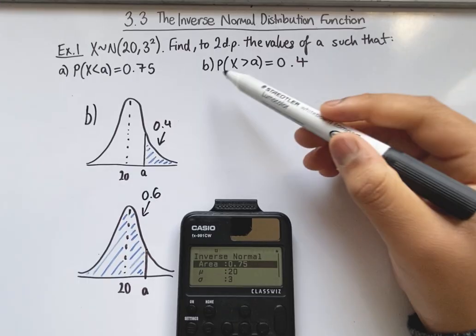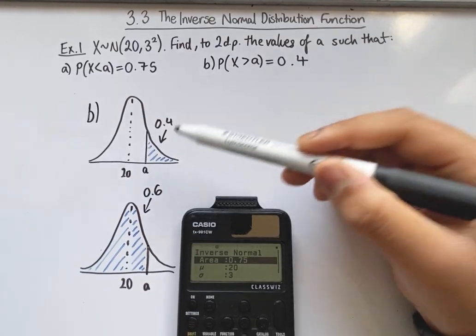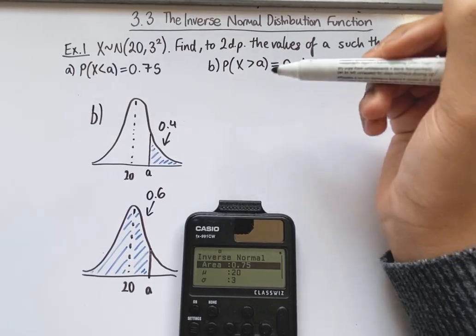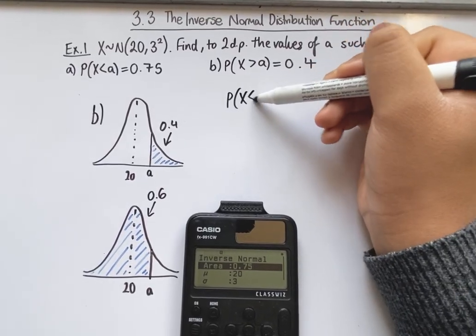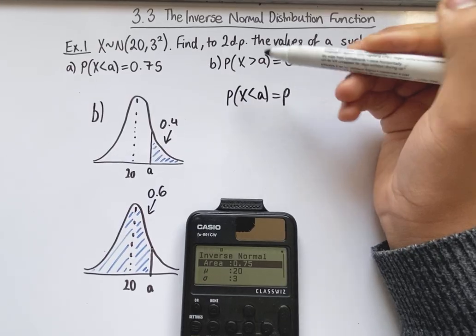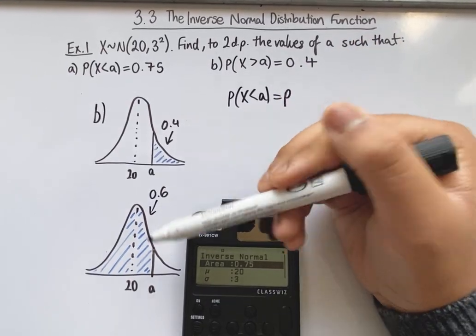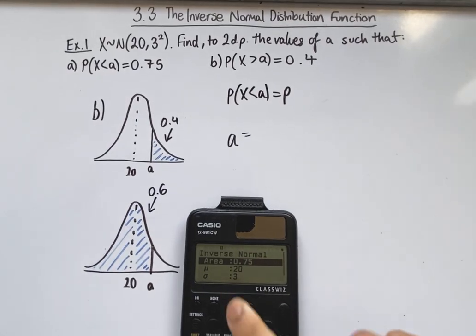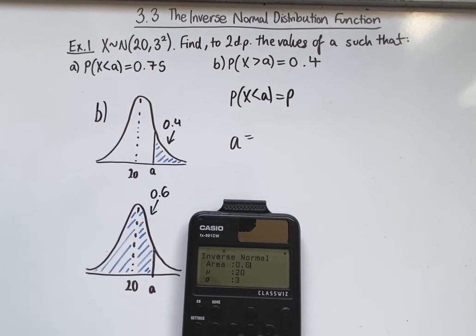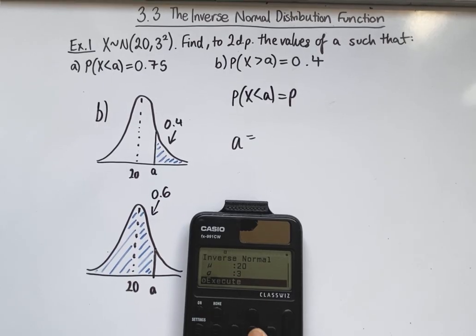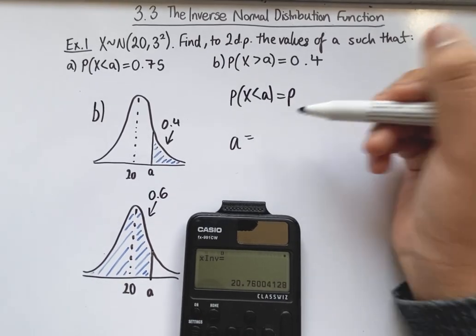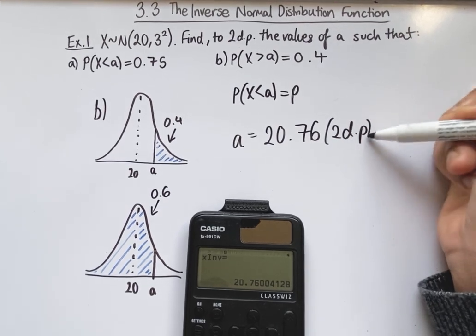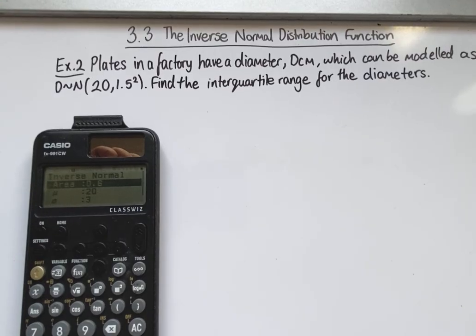For part B, we want the probability that X is greater than a is equal to 0.4, but the inverse normal distribution function on the calculator only works for the probability that X is less than a is equal to p. And so if everything after a is 0.4, that means that everything before a will be 0.6. And so on our calculator, for the area, instead of 0.4, we'll use 0.6 with a mean of 20 and standard deviation of 3. And this will give us 20.76 to 2dp.